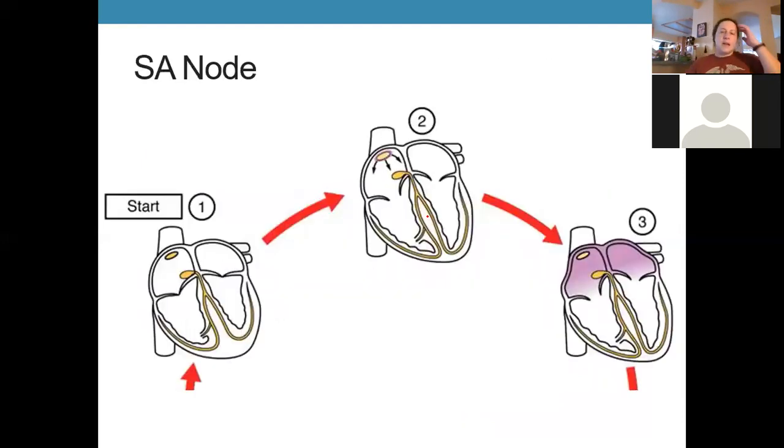Sorry. So what this is showing you is the sinoatrial node depolarizing and spreading its signal. Once it spreads to all of the atrial muscle cells, and they're of course spreading it amongst themselves too, then all of that muscle contracts. And so that's what this is showing, is the atria are contracting here.